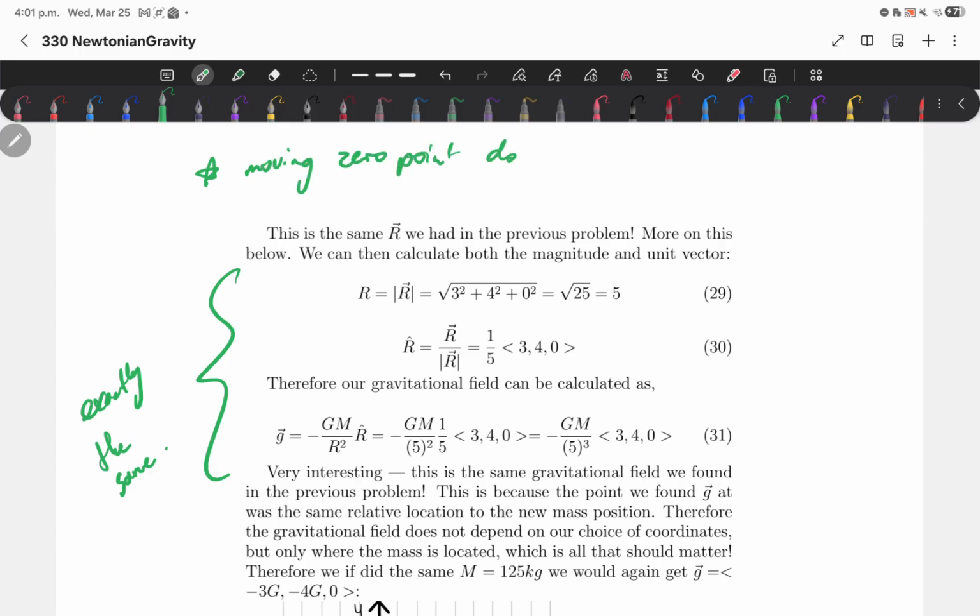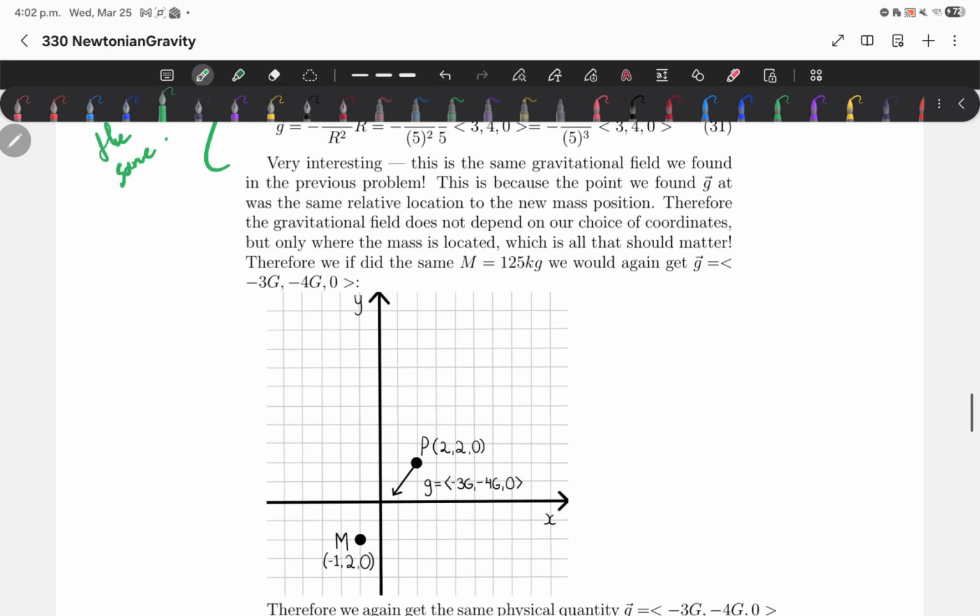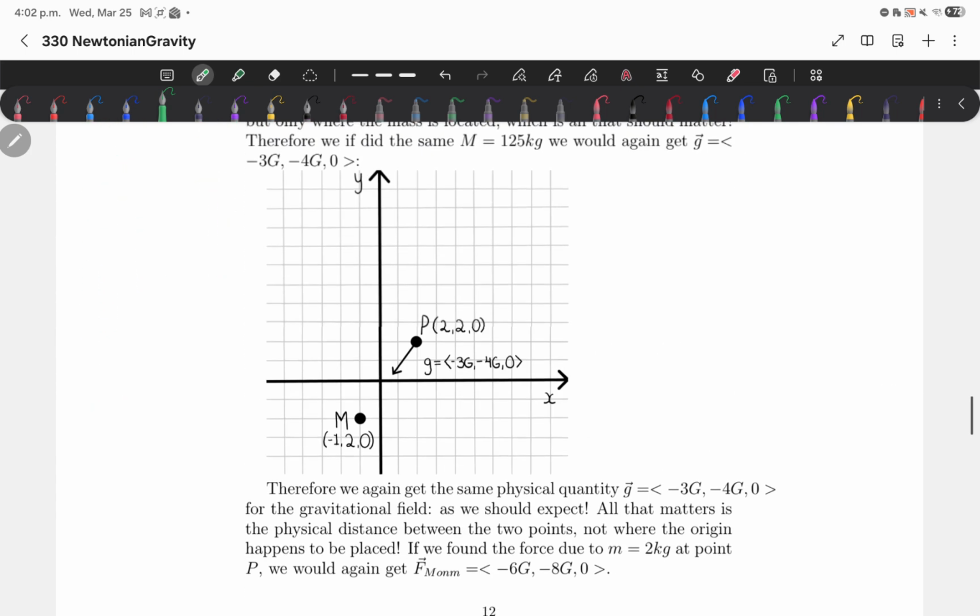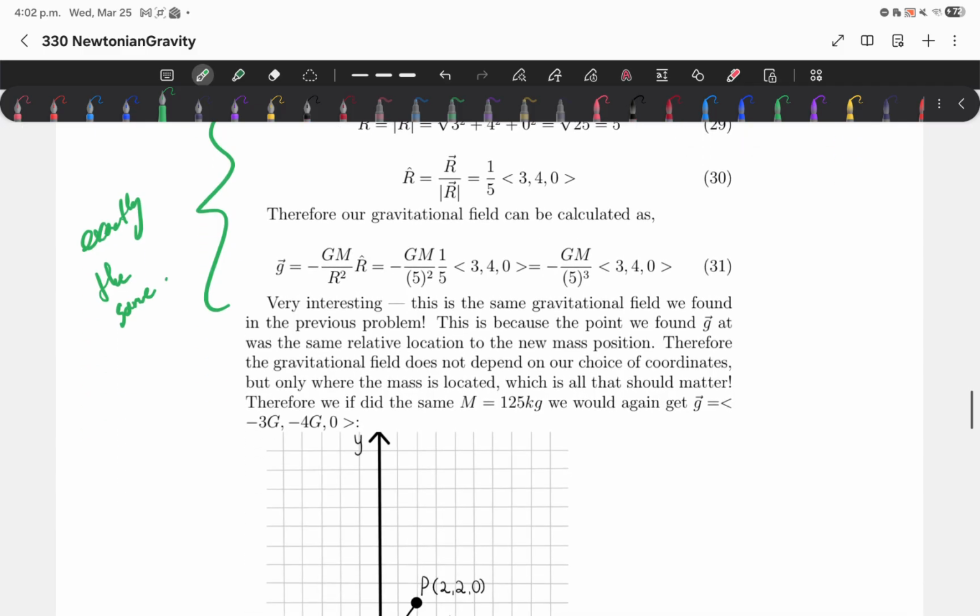All right. So we have this gravitational field vector. It's the same vector we found in the previous problem. If we place the mass at point P, we get the same g, we get the same force. Everything's the same. We just move the origin, and that's what we expect for this type of thing, right? So that's all good.